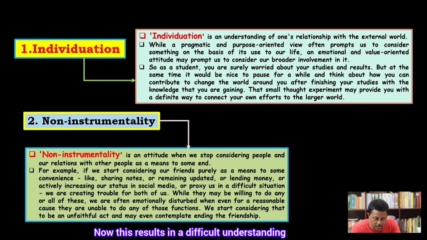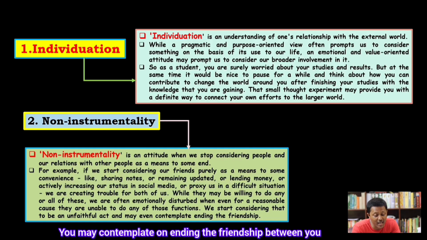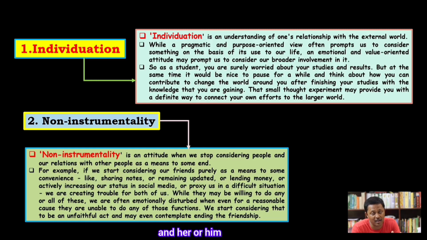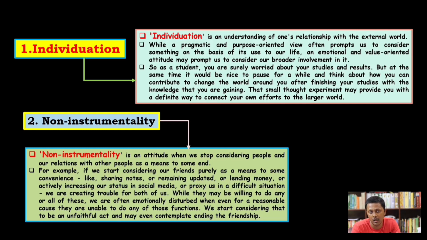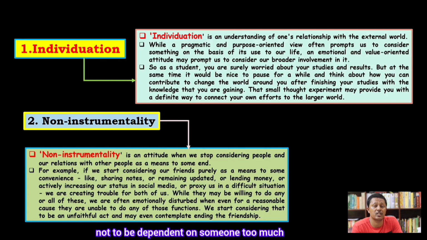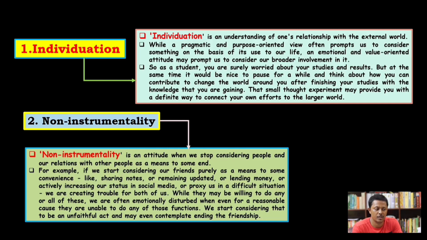Now, this results in a difficult understanding. You may contemplate ending the friendship between you and her or him. So this makes us very selfish. A non-instrumental attitude gives you the idea not to be dependent on someone too much. So this is individuation and non-instrumentality.